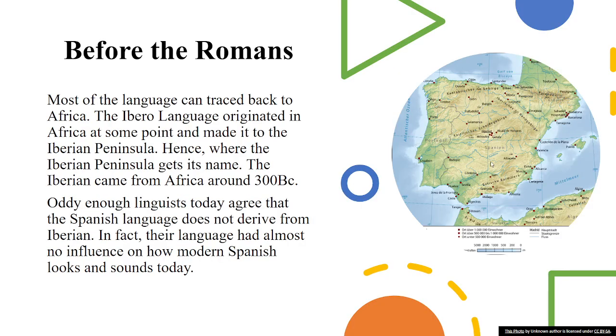Before the Romans, most of the languages can be traced back to Africa. The Iberian language originated in Africa at some point and made its way to the Iberian Peninsula, hence where the Iberian Peninsula gets its name from. The Iberians came from Africa around 300 BC. Oddly enough, linguists today agree that the Spanish language does not derive from Iberian. In fact, their language had almost no influence on how modern Spanish looks and sounds today.